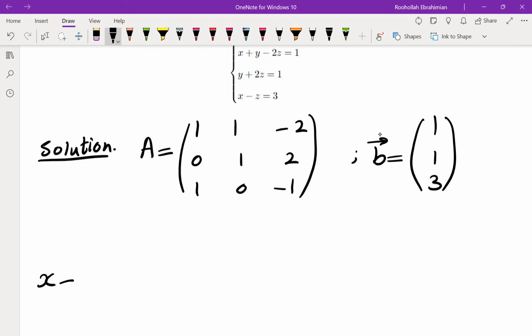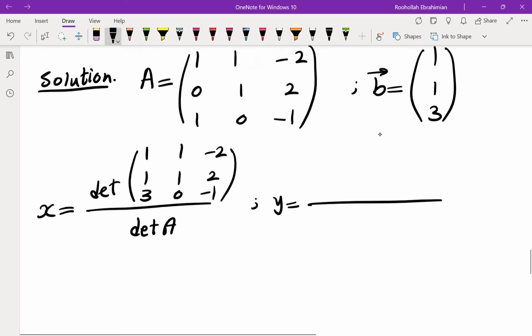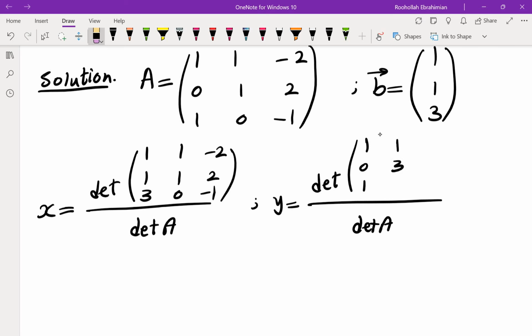So we will get x equals, we have a determinant of A at the bottom. On top, I will have to take the coefficient matrix and replace the first column by B. So it would be 1, 1, 3, 1, 1, 0, -2, 2, -1. Y would be, you have a determinant of A at the bottom again. On top, we take the second column, this is the column corresponding to y, and replace it with B. So 1, 1, 3, and we keep the last column.